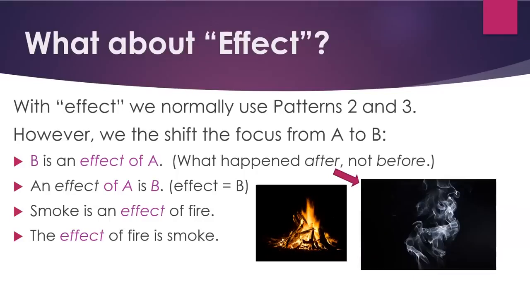What about effect? With effect, we normally use patterns 2 and 3. However, we shift the focus from A to B. For example, B is an effect of A. So we're talking about what happened after, not before. An effect of A is B. The effect equals B. For example, smoke is an effect of fire. The effect of fire is smoke.